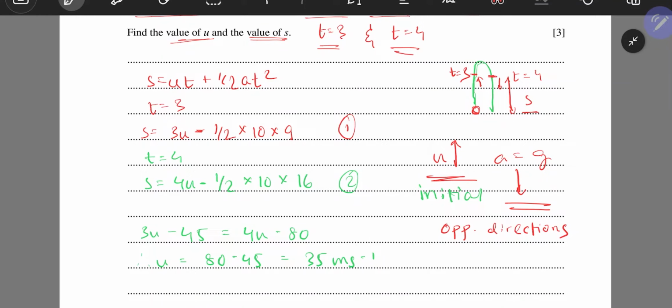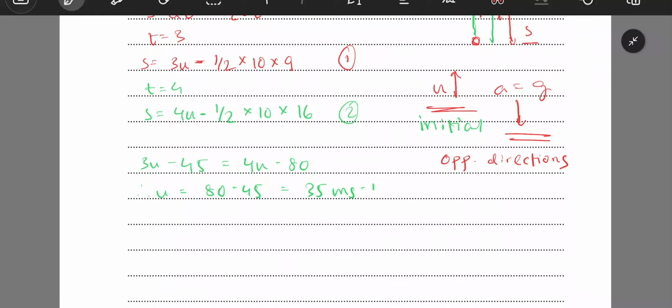They also asked us to find the value of s. So I'll just substitute u in one of those equations. I'll use the first equation. So 3 times 35 minus half, or I could just write the value, which is minus 45. Now I'll just use my calculator to solve. So s equals 3 times 35 minus 45, that is 60 meters. So the value of u is 35 and the value of s is 60 meters.